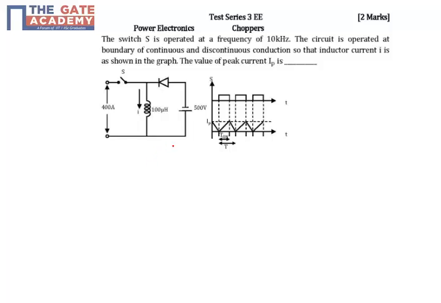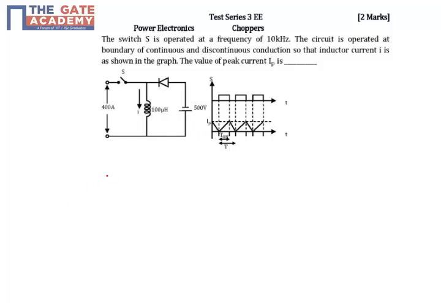So in the given problem, he has given the boundary condition. If you see here, the current is not fully continuous, the current is not fully discontinuous. It is exactly in the boundary between the continuous and discontinuous mode. So what is he asking? He is asking the peak value of current.